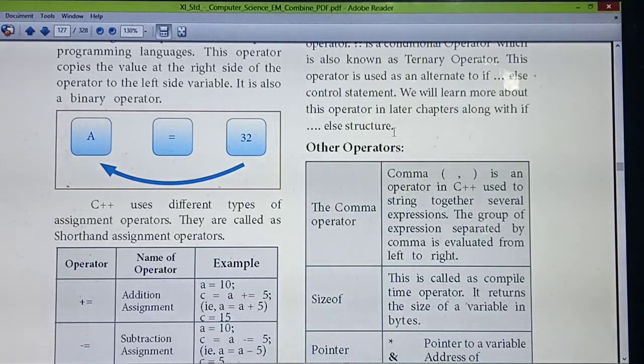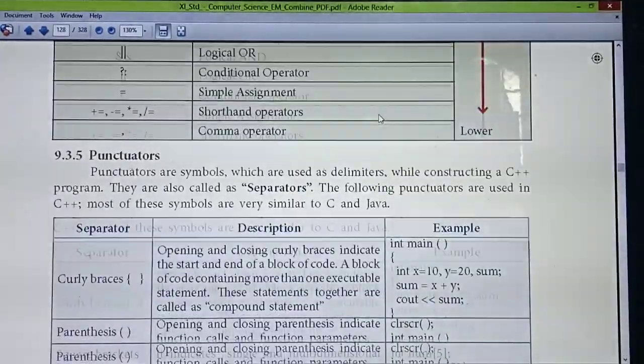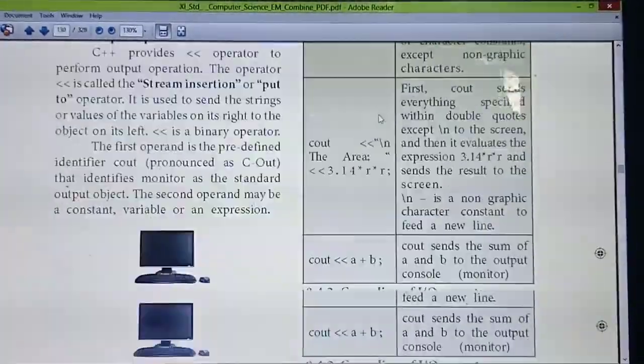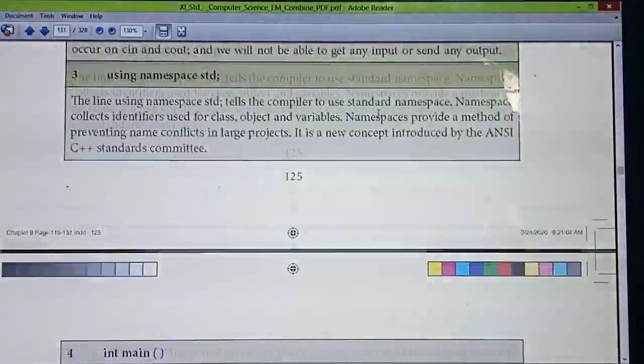Okay. Then second 5-mark question: types of errors. This is also a very, very important question. Take page number 128. Types of errors.